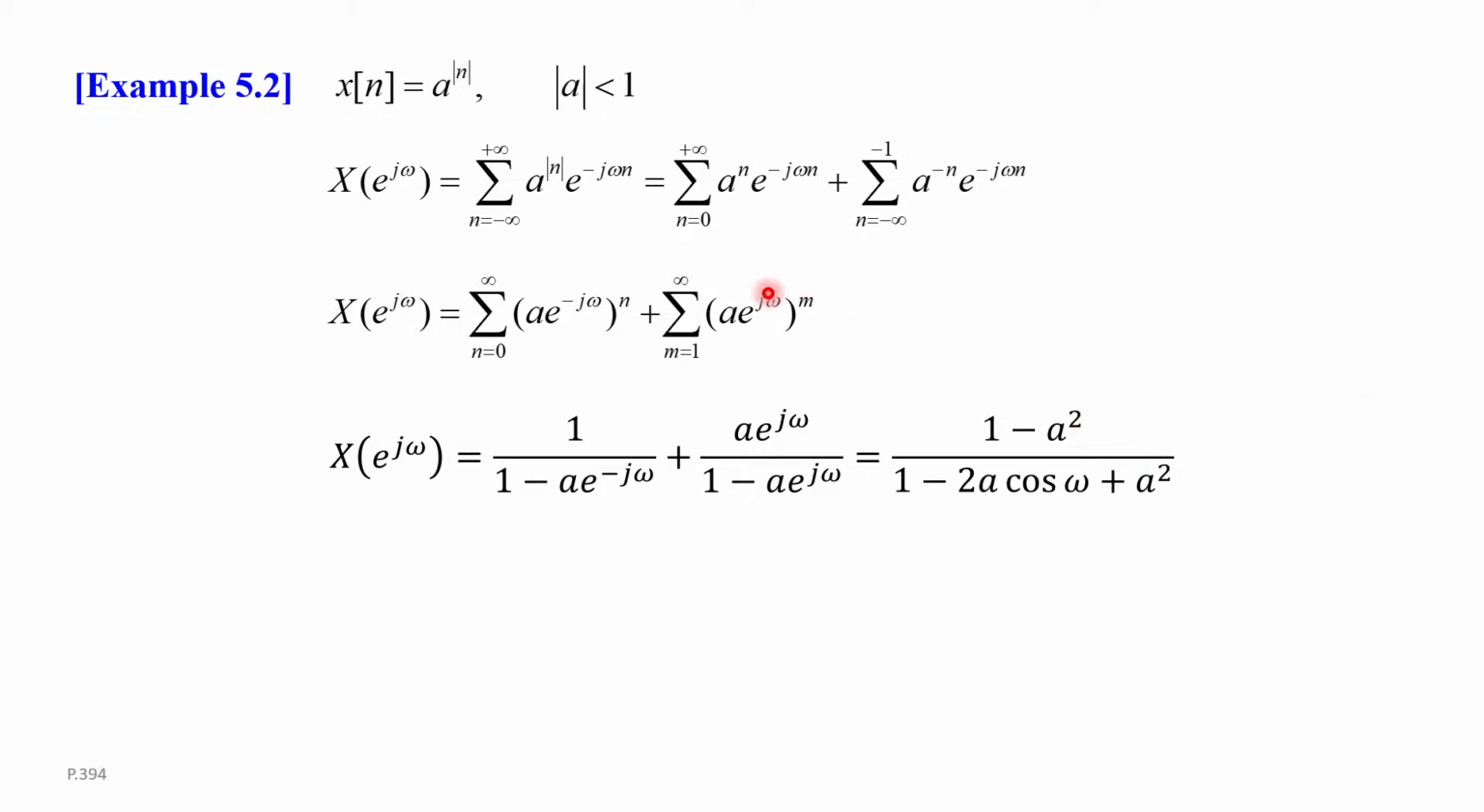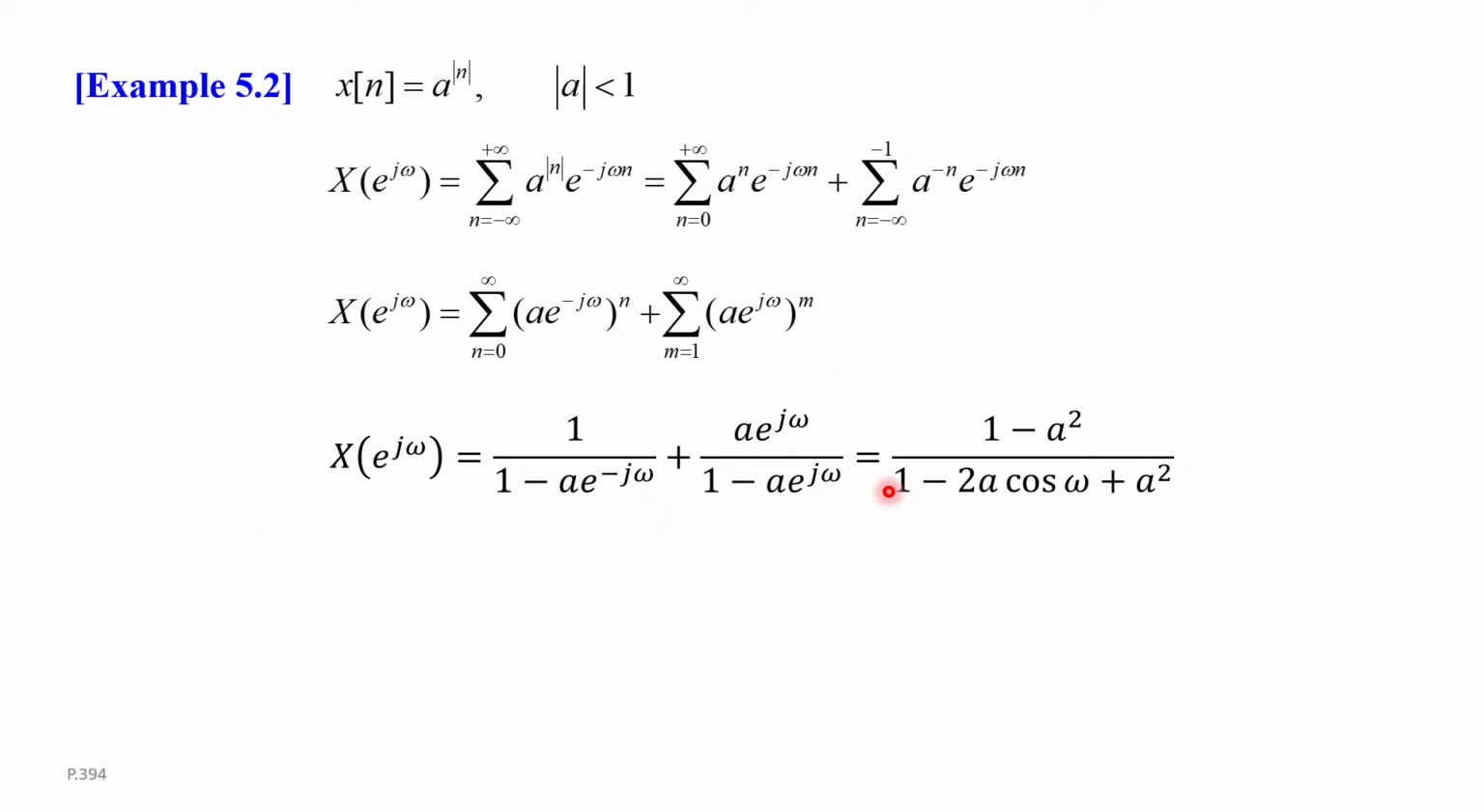Not that similar, because instead of minus j omega, now you have plus j omega. Both of them have plus power in n, plus power in a, so a e to the j omega to the n. Anyway, both of them are going to be geometric series. But this series starts from 1, and this series starts from n equals 0. So this series actually starts from a e to the j omega here.